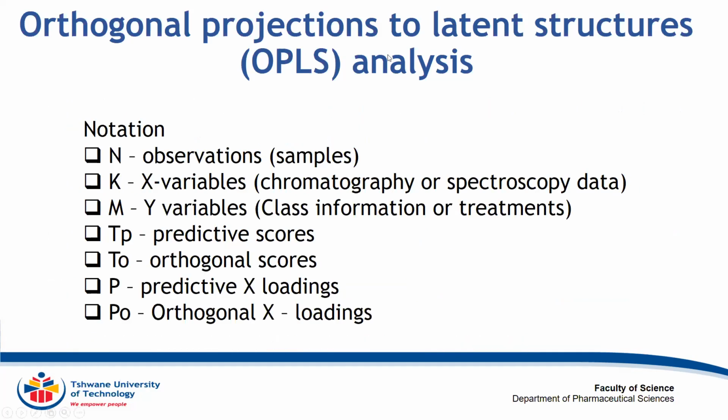So the notation for OPLS is almost similar to PCA, where once again, N is the observations or the samples. We have K as the X variables, which is your chromatography or spectroscopy data. And then we now have an M, which is your Y variables, like your class information or your treatments that you are going to assign. And then we have TP, which is the predictive scores, TO, which is the orthogonal scores, and then P predictive, the X loadings, and P orthogonal, which is your orthogonal X loadings.